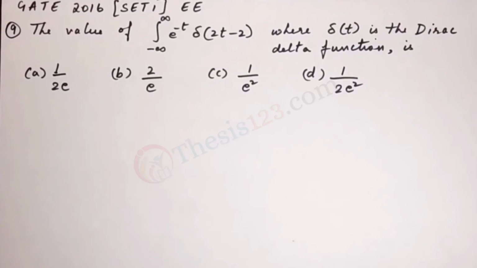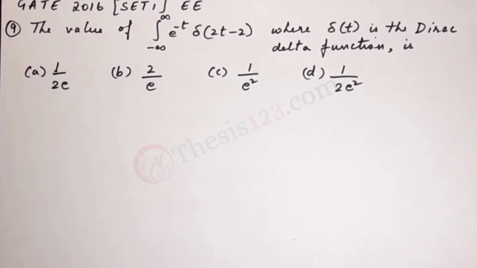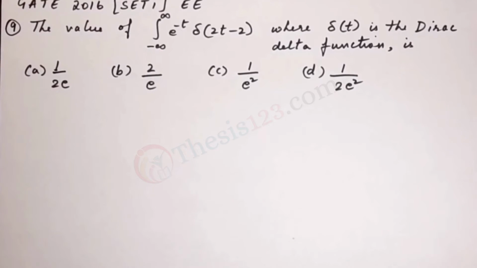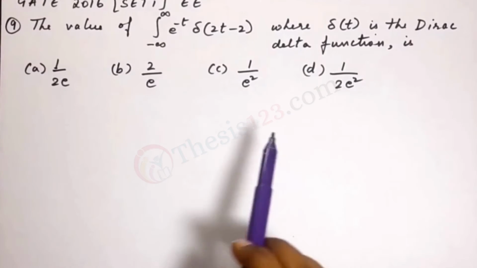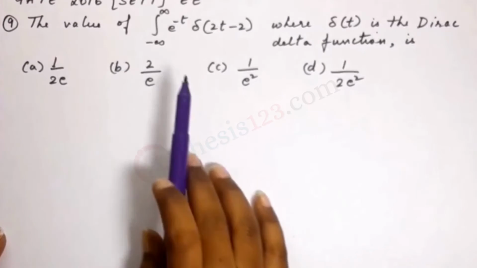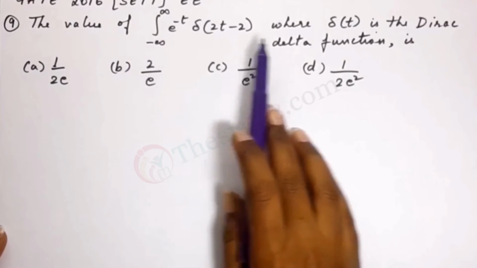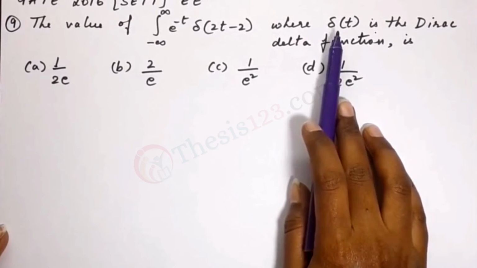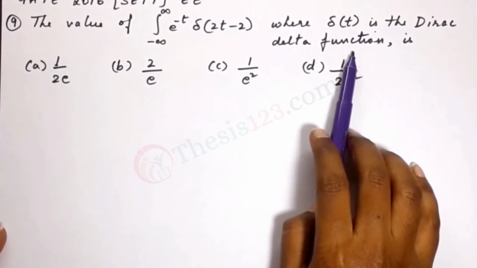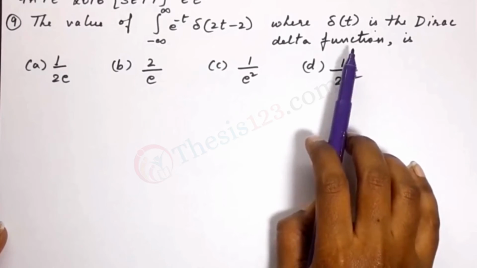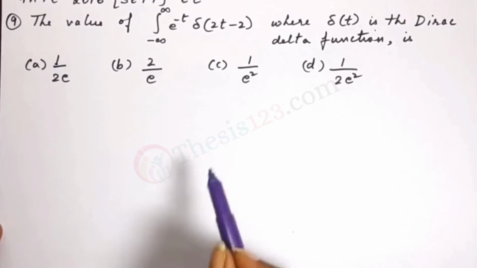Here is the 9th question. The value of the integral from minus infinity to infinity of e power minus t delta 2t minus 2, where delta t is the Dirac delta function. I hope I'm pronouncing that right. And here are the 4 options. So in order to solve this, they have already given us the definition that delta t is the Dirac delta function, so we can use a property of the impulse function. The property is shifting.